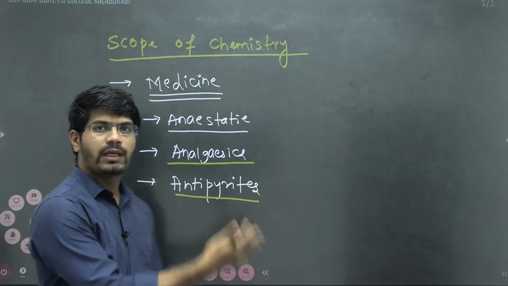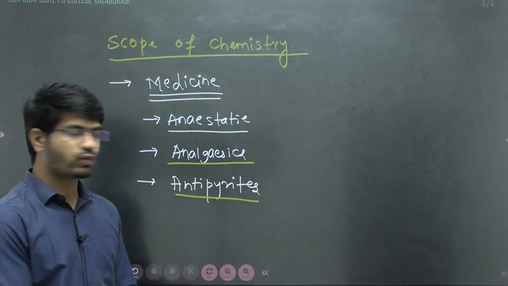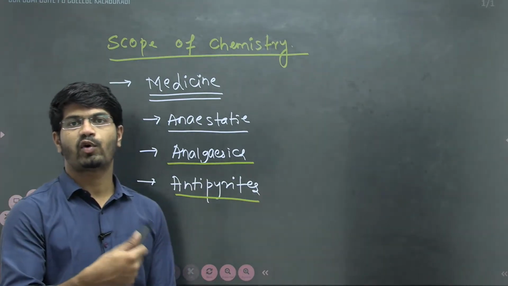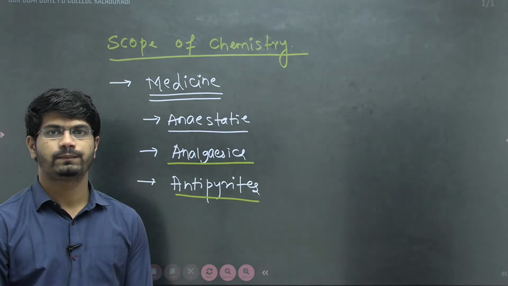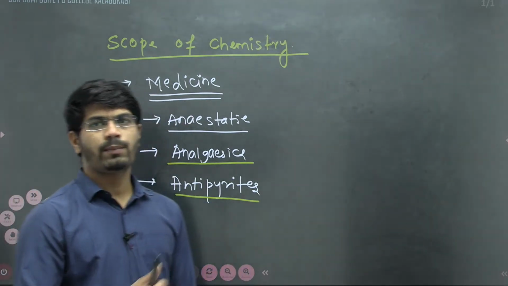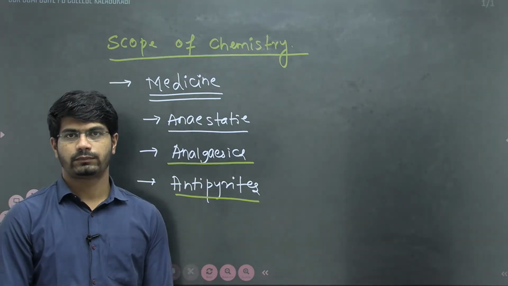So all these are given in our NCERT, and we may get a question asking which of the following is used to decrease the temperature, which is used for fever, which is used to decrease body pain, which is used as a painkiller. Getting? So one of the important applications of our chemistry is medicine.